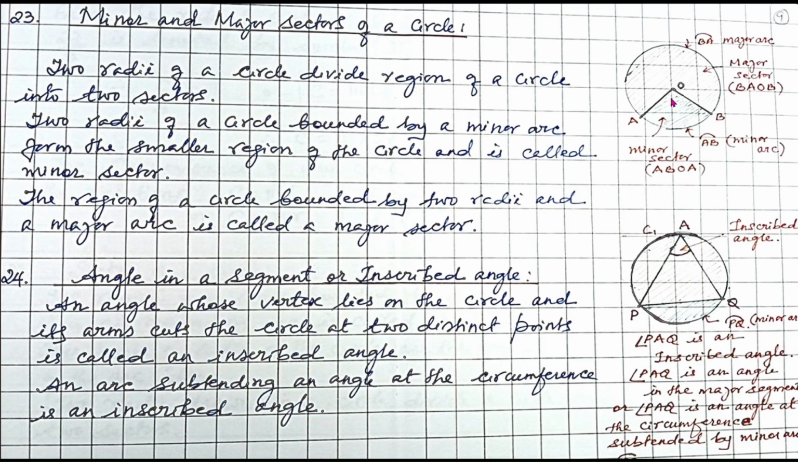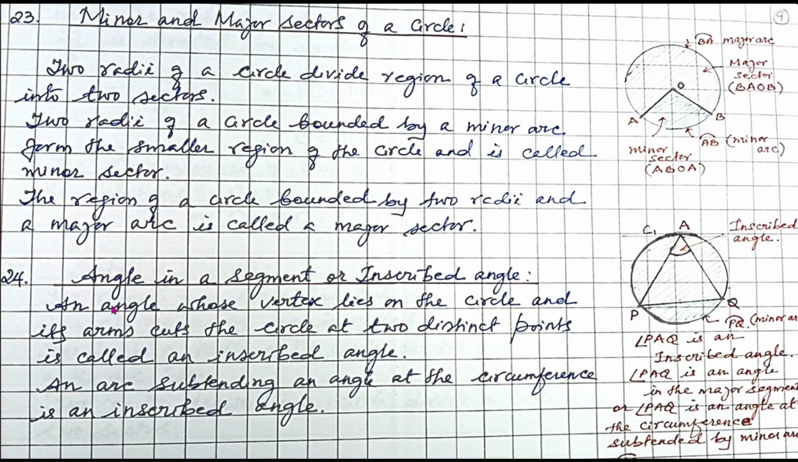So we have OA and OB as the radii, arc AB is the minor arc, therefore ABOA is the minor sector. Here OA and OB are the radii and arc BA is the major arc, and BAOB is the major sector. Remember that. Therefore a circle is divided into two sectors by two radii, one the minor sector and the other the major sector.